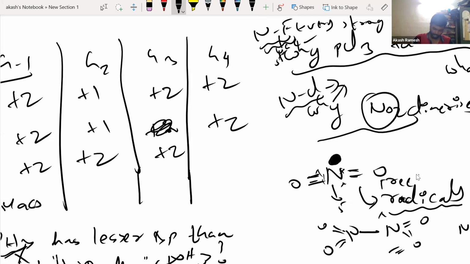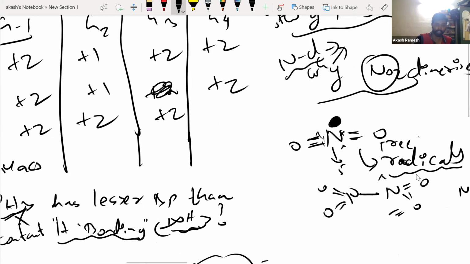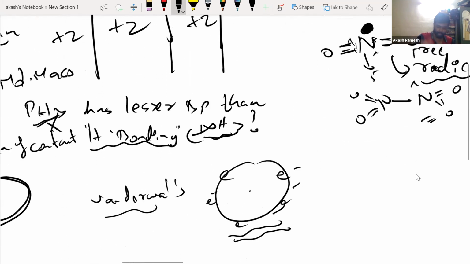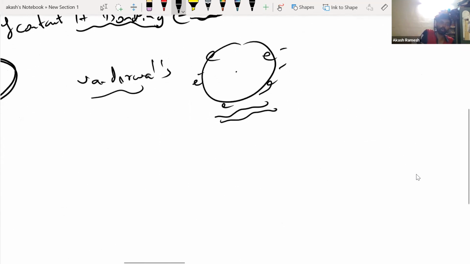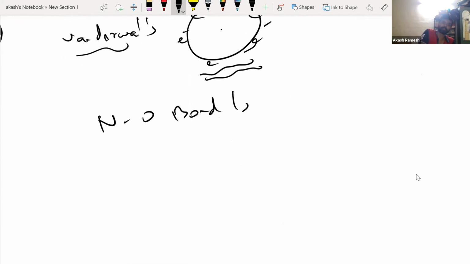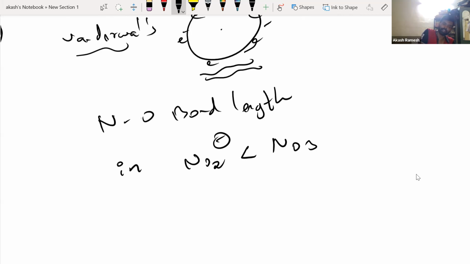Okay. Next question goes to group 4. Right. So the question for group 4: the N-O bond length in NO2 minus is shorter than that in NO3 minus.